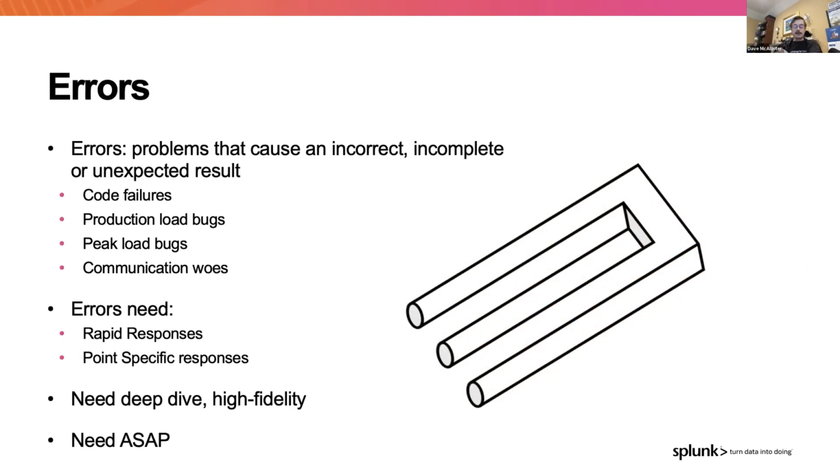Errors are problems that are incomplete, incorrect, or unexpected. And they can be code failures. They can be production load bugs. They can be communications issues. They can be peak loads. And the corollary there is that testing for production is not the same as running in production.